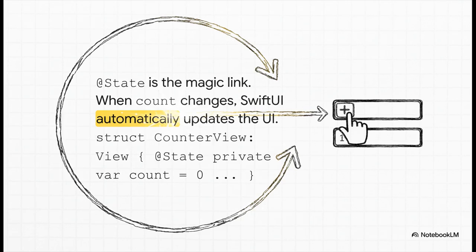And here is where it all clicks. See that little @State tag right before the count variable? That's the magic link. That one line tells SwiftUI to watch this variable. So when the button gets tapped and count goes up, SwiftUI sees the change and automatically rebuilds the text view to show the new number. No refresh code, no manual updates. It just works.